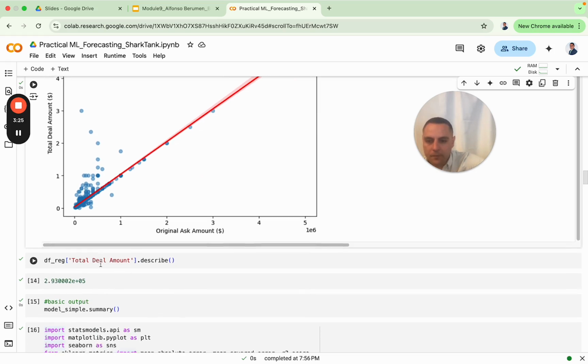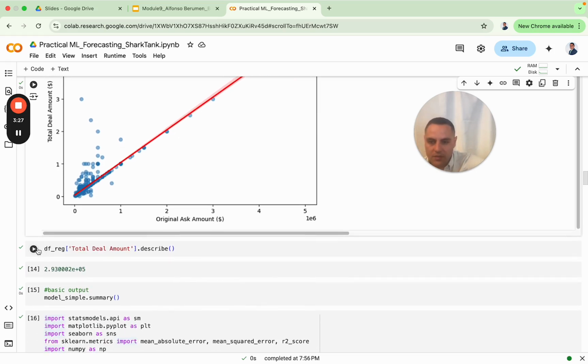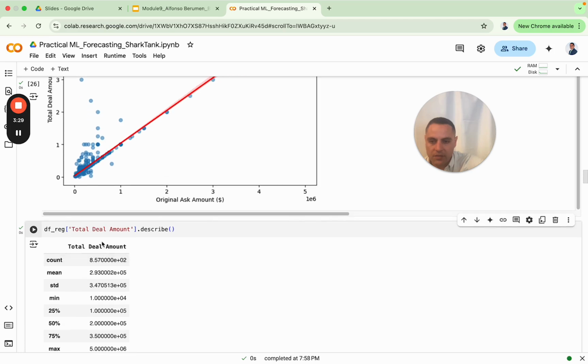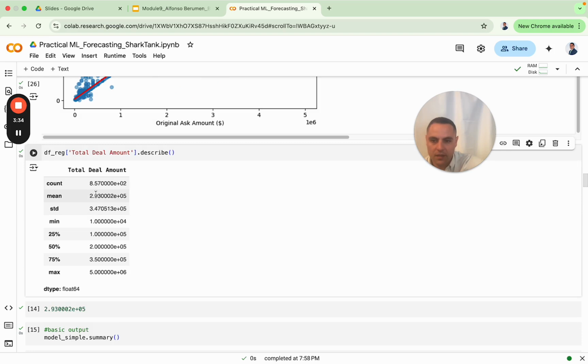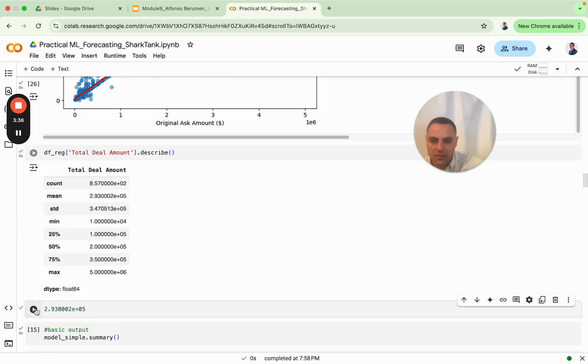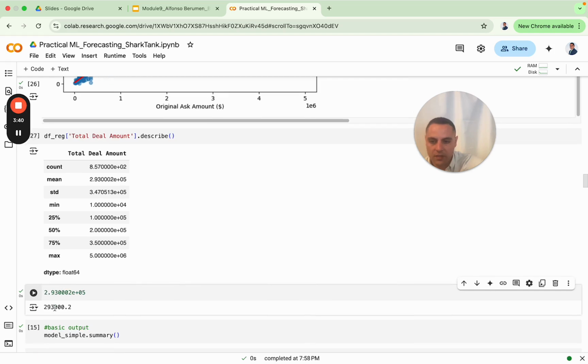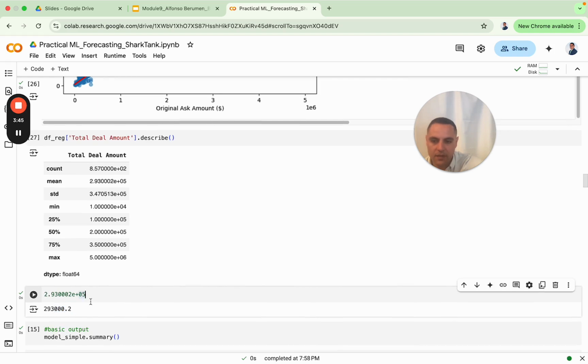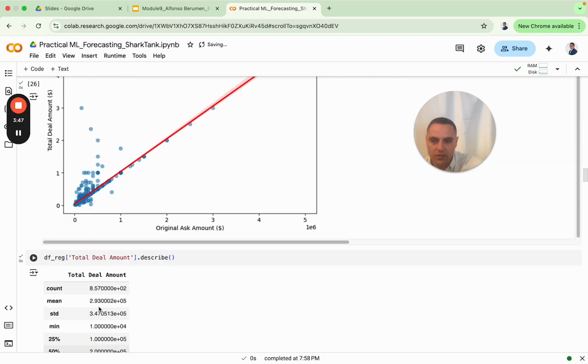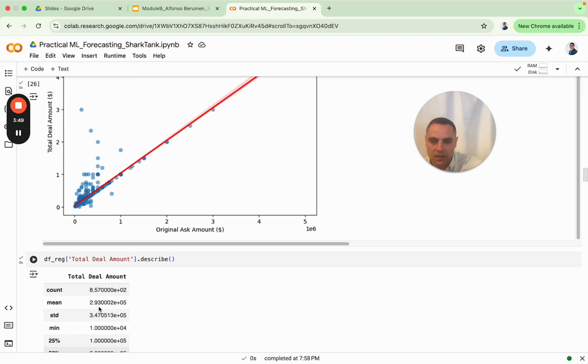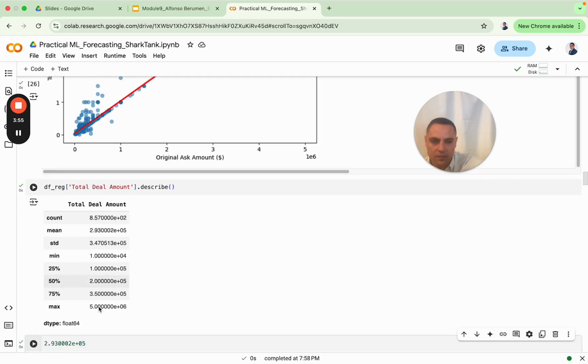But what might be helpful for us is just to understand the units again. So this is the total deal amount, or the dependent variable. I'm just going to print this because it's in scientific notation. The average deal amount is about 293,000, and you can see that there. So it gives us some context with respect to the units, in terms of what an average value corresponds to for that dependent variable.